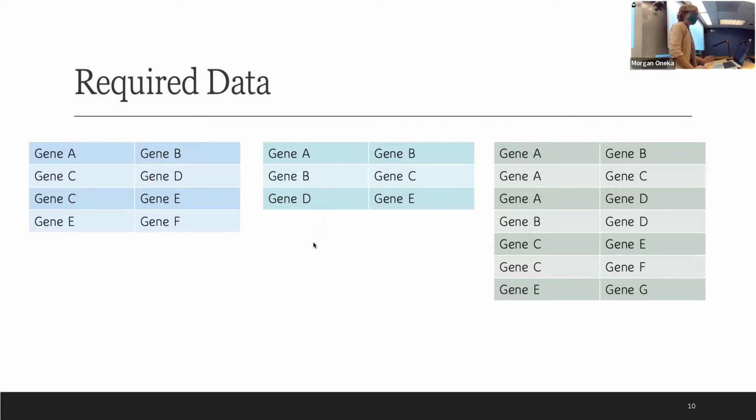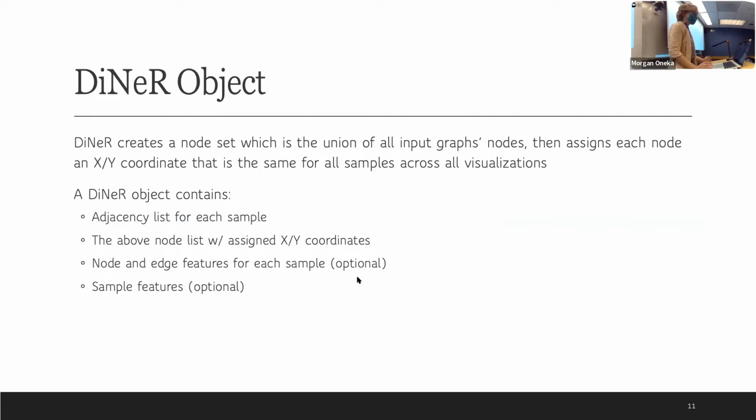If you have additional information, maybe these edges have different classes or different weights, or information about your individuals, so maybe this patient has cancer and this patient's healthy and this patient's healthy, you can include that as well. I have functionality for that, but at the main core, all you really need are these node adjacency lists.